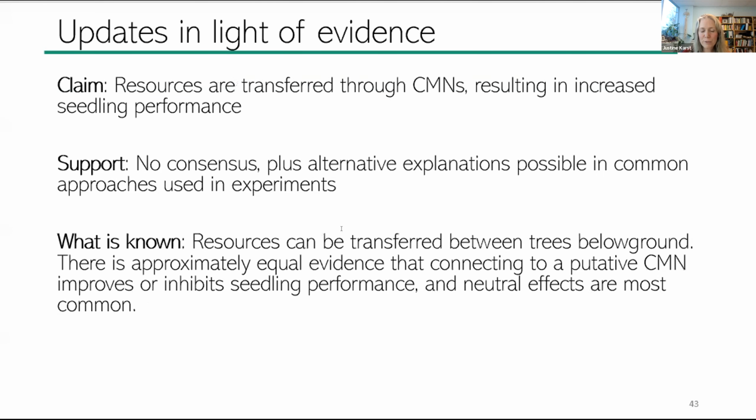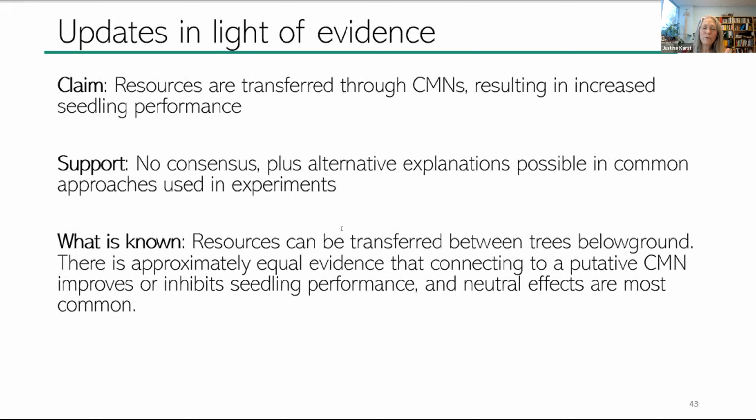So this claim, that resources are transferred through CMNs, resulting in increased seedling performance. We said there was no consensus, because with these field experiments, there are all these confounding effects. There are alternative explanations available that don't involve common mycorrhizal networks. And until we eliminate those, we can't be sure of the role of the common mycorrhizal network.